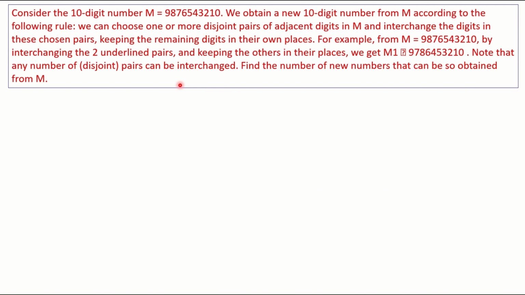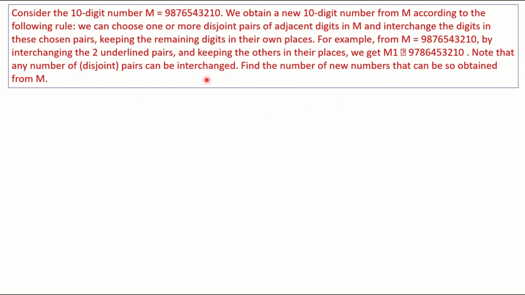Next. Okay, there is a 10-digit number. And we need to obtain a new 10-digit number M according to the following rule. We can choose one or two disjoint pairs of adjacent digits like 98, 87, 32, 21, 10, like that, and then interchange them. Okay. 10 will become 01. Then it's a new number you will get. There can be multiple pairs. At the same time, you can exchange 1 and 0 as well as 9 and 8.